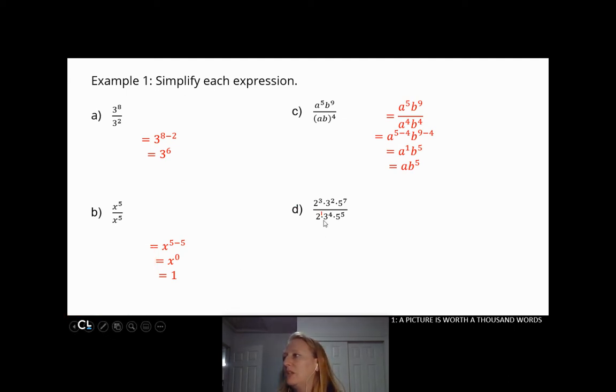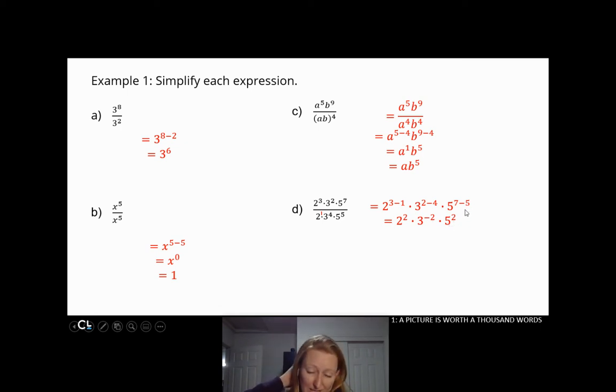Just to make it a little easier to work with, I put a 1 on that exponent. So I have 2 to the 3 minus 1 power, 3 to the 2 minus 4 power, and 5 to the 7 minus 5 power. So I'm just going to subtract, subtract, subtract. They have the same bases, so I can subtract my exponents. So this becomes 2 squared, this becomes 3 to the negative 2, and this becomes 5 squared.